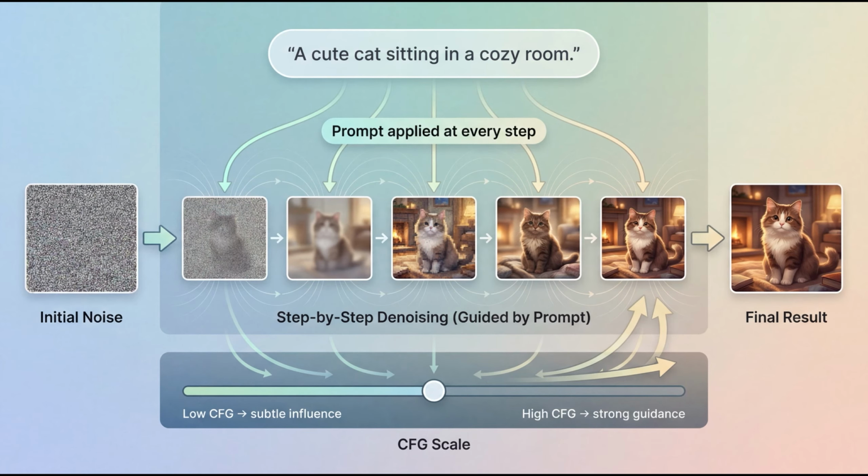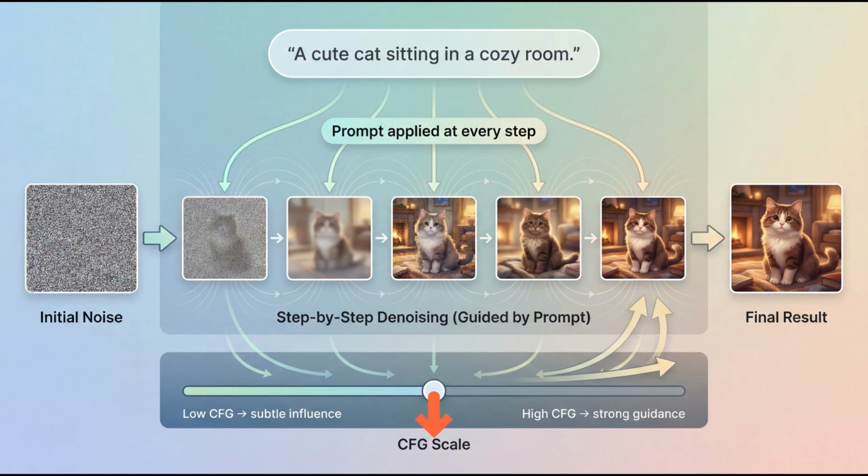Now we look at how text prompts influence image generation. The prompt does not act only once at the beginning. During diffusion, the prompt is used at every denoising step. At each step, the model checks whether the image is moving closer to what the text describes. You can think of the prompt as guidance. It gently nudges the image in the right direction while noise is being removed. This happens repeatedly, step by step, until the final image is formed.